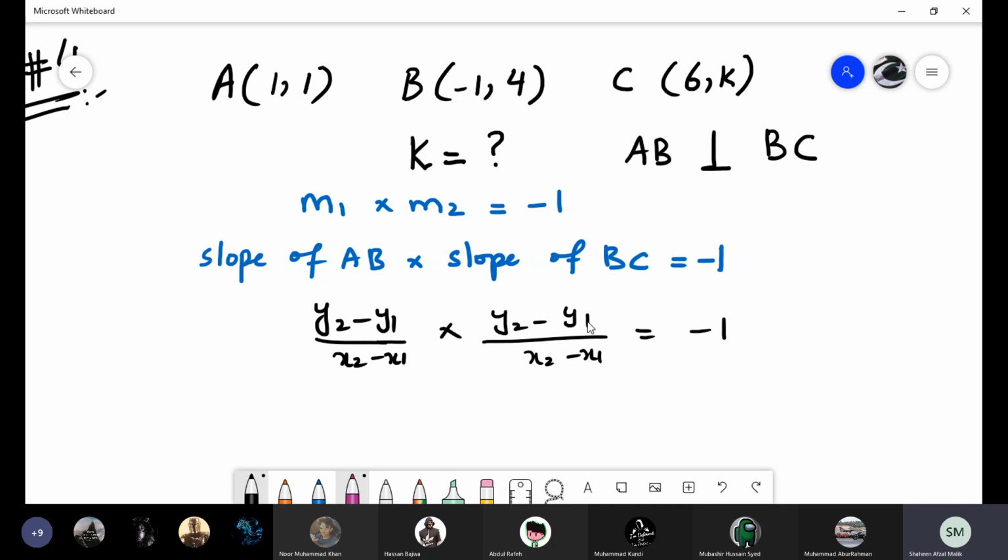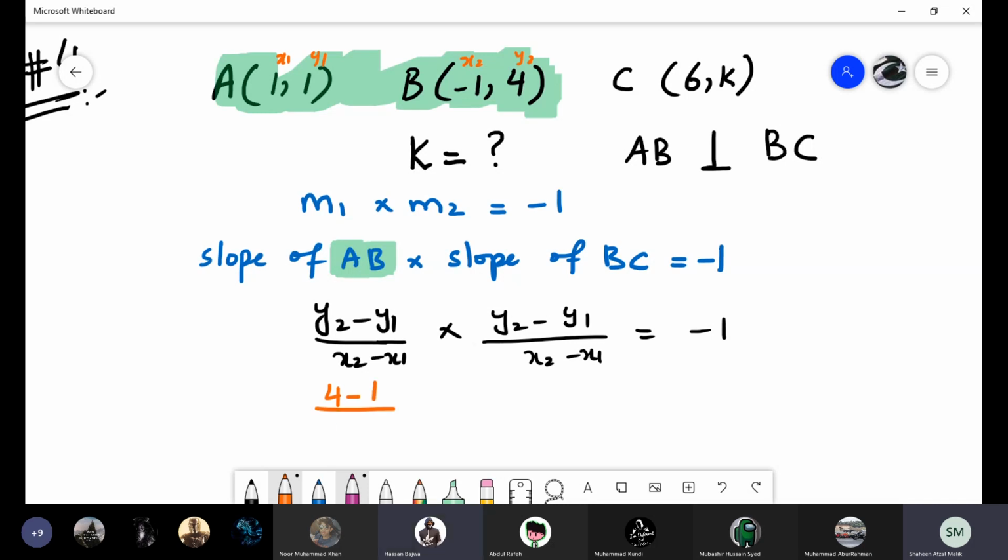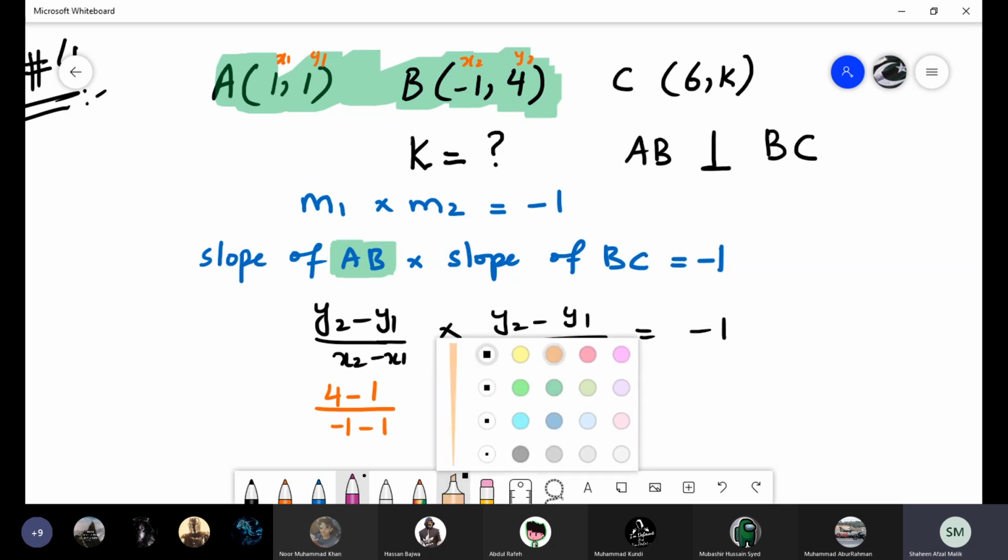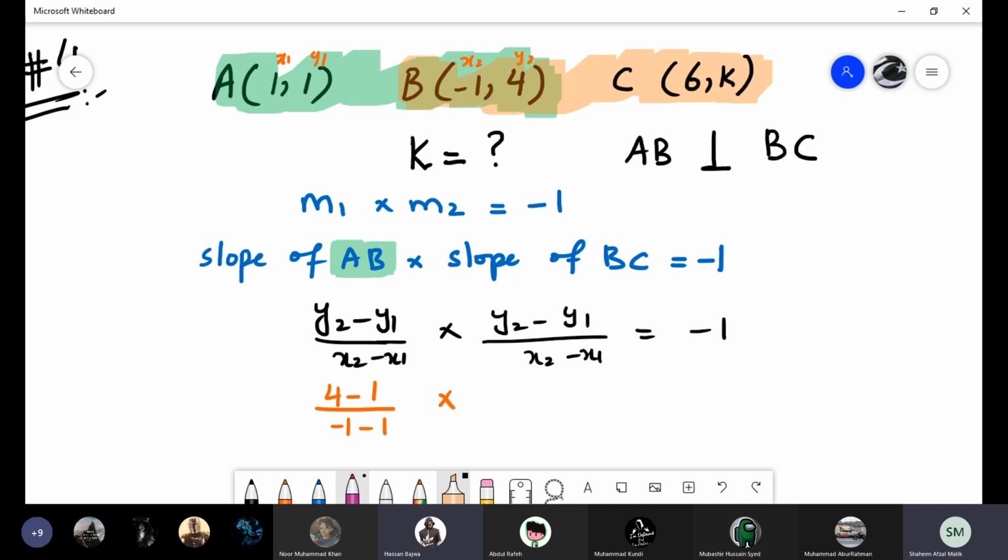So Hassan, substitute the values here. First of all, A and B: from these 2 points, write this as x1, this as y1, this as x2, this as y2. 4 minus 1 over minus 1 minus 1, multiplied by the next pair, B and C: K minus 4 over 6 minus minus 1, and the product is -1.